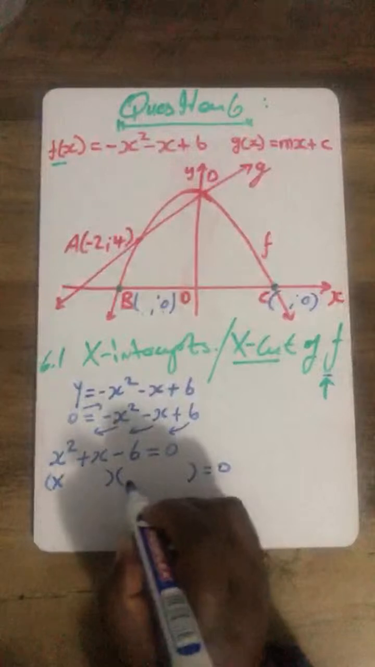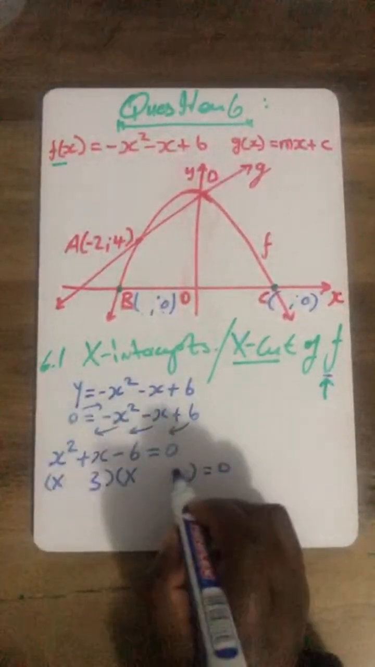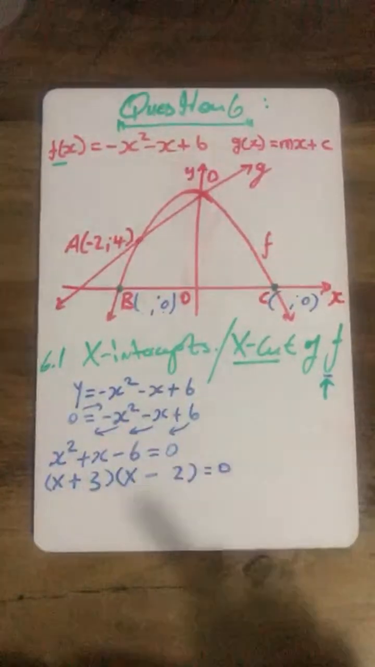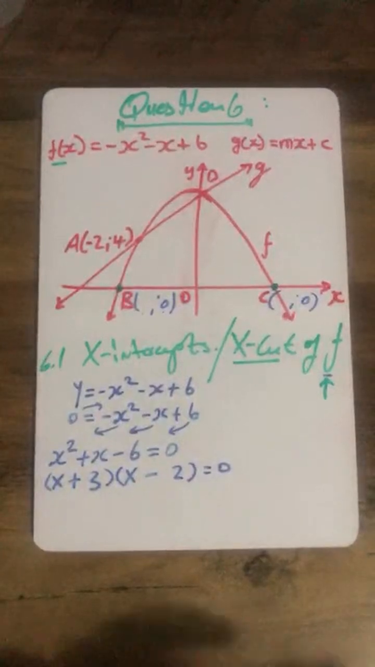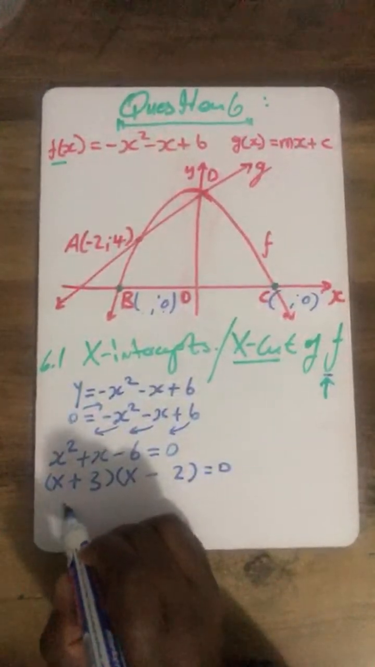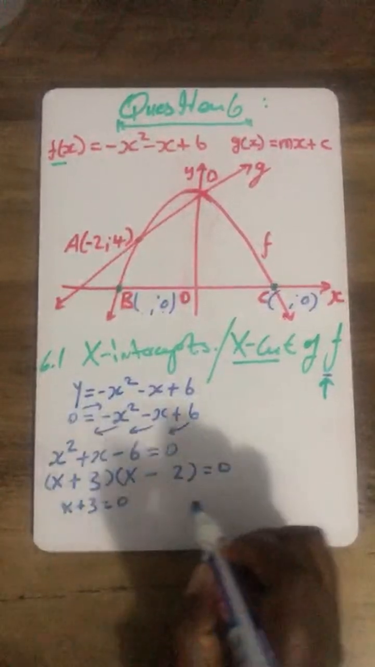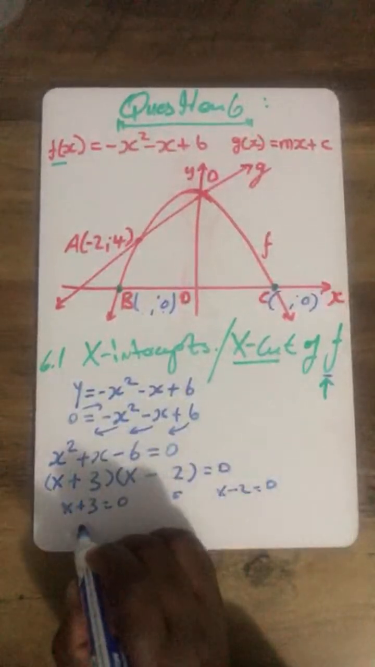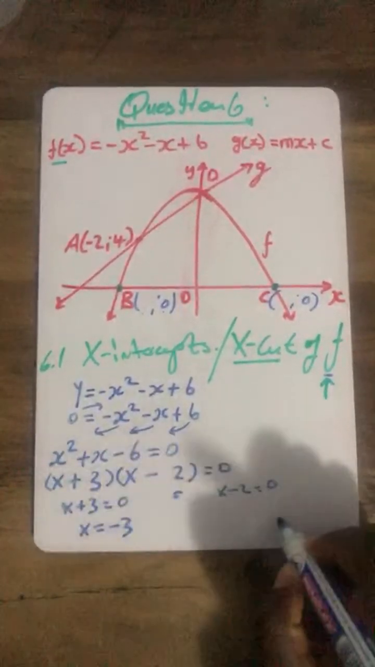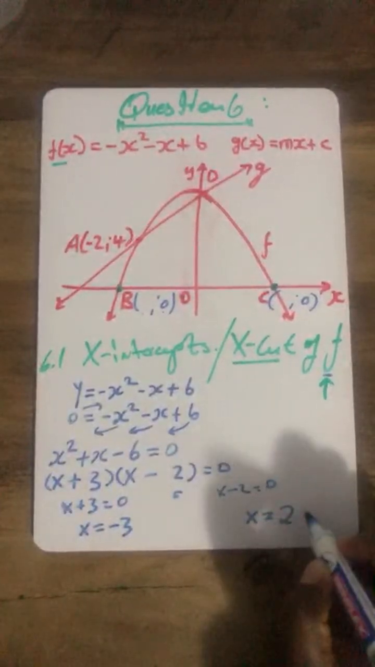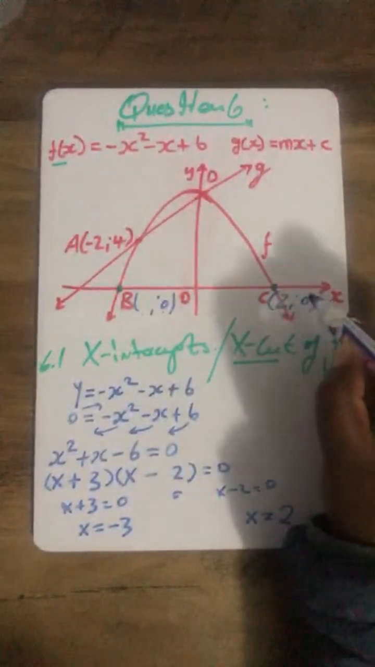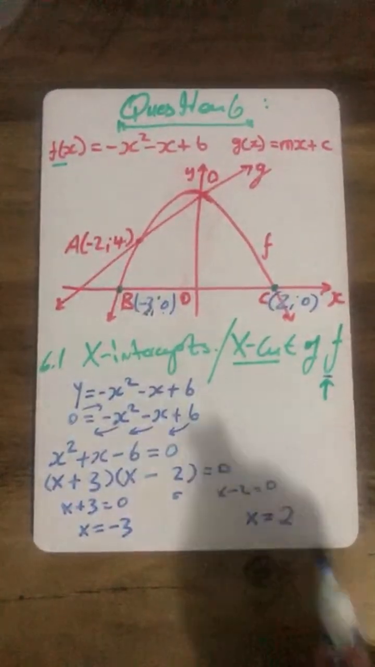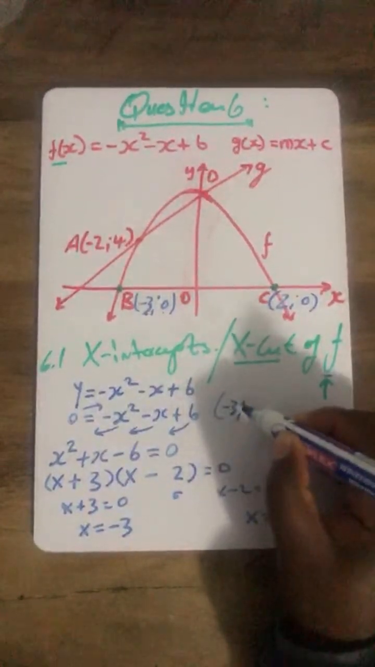So that means you've got x there, and then let's say 3 and 2. The bigger number takes the sign of the middle term. For you to have a negative 6, you need a negative 2 there. That's why you end up having x plus 3 equals 0, or x minus 2 equals 0, and then x equals negative 3. Then you've got x equals 2. So that's how you get the x-intercepts.